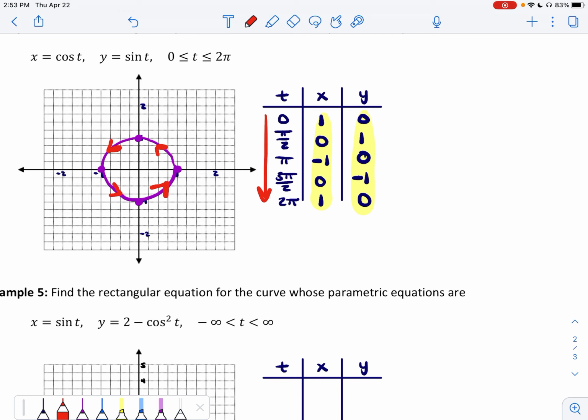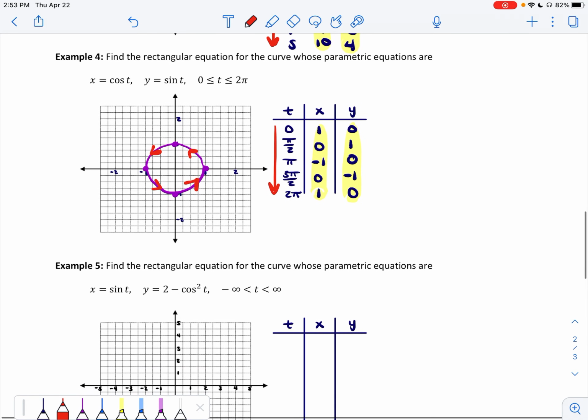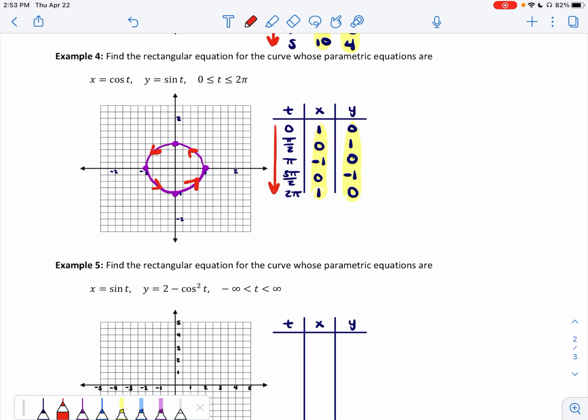Now in terms of finding the equation, there's a couple different ways that we can do it. You can use the fact that we just graphed this. We know what the equation looks like. We know it's a circle, and we know from what we've studied with our conics what the equation of a circle should look like. So we can see here that this is clearly a circle with its center at the origin with a radius of 1.